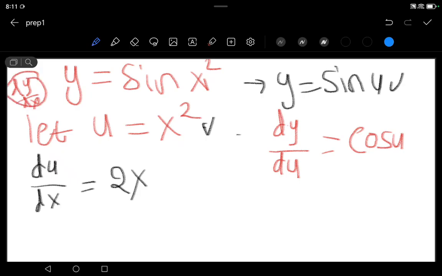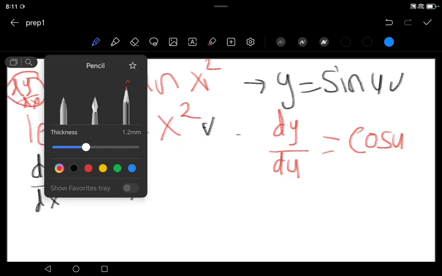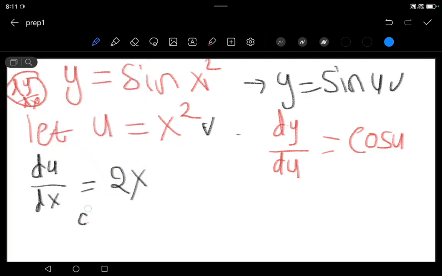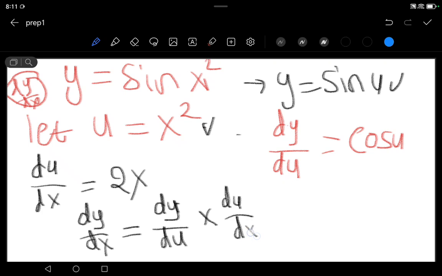To get dy over dx, the formula is dy over dx equals dy over du multiplied by du over dx, because you see du and du cancel each other, and then you are left with dy over dx. But we have the value of dy over du, which is cos u.